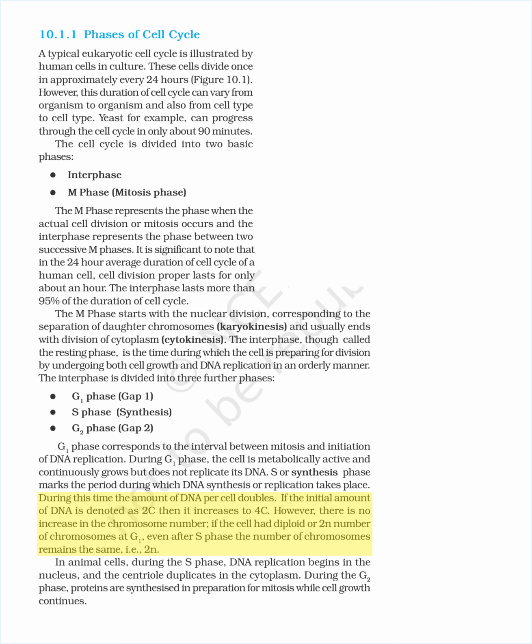If the initial amount of DNA is denoted as 2C, then it increases to 4C. However, there is no increase in the chromosome number. If the cell had diploid or 2n number of chromosomes at G1, even after S phase the number of chromosomes remains the same, i.e., 2n. In animal cells, during the S phase, DNA replication begins in the nucleus, and the centriole duplicates in the cytoplasm. During the G2 phase, proteins are synthesized in preparation for mitosis while cell growth continues.